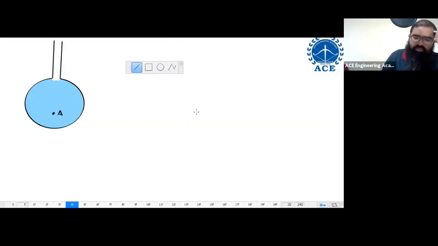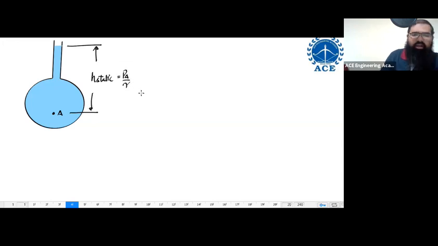Install a piezometer. If you install a piezometer, then what will happen? You have a certain amount of pressure over here. In order to maintain that much pressure, the fluid is supposed to rise up till some level. This head over here is equal to your H static, which is equal to PA divided by gamma.